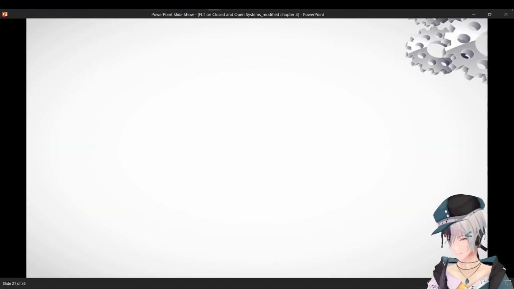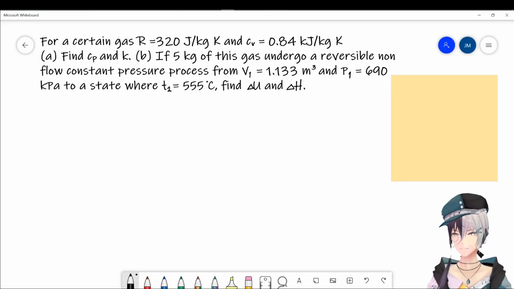All right. Let's have another sample problem. In this example, we have a certain gas given its gas constant as 320 joules per kilogram Kelvin and specific heat at constant volume 0.84 kilojoules per kilogram Kelvin. So we are asked to get the specific heat at constant pressure and the gas index or specific heat ratio.